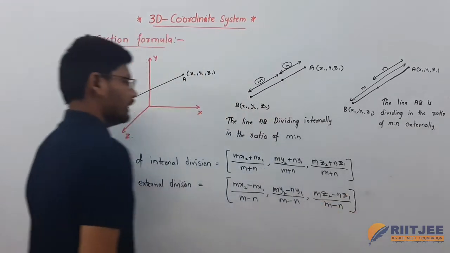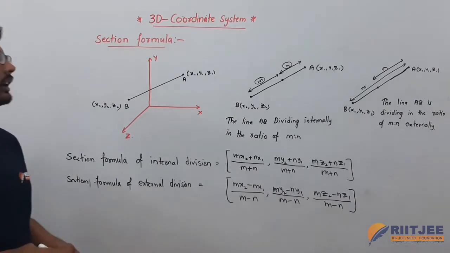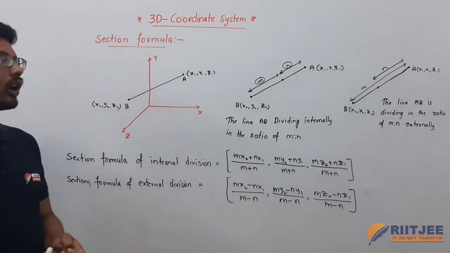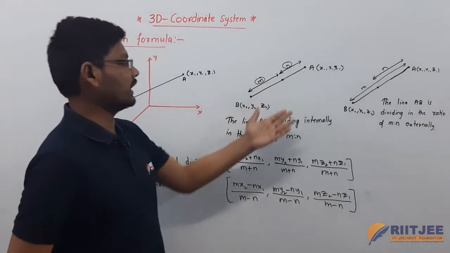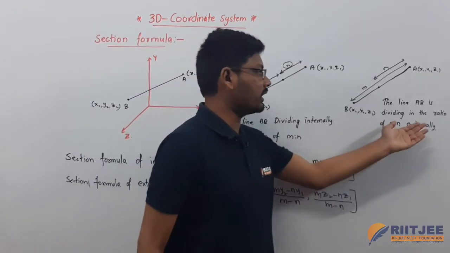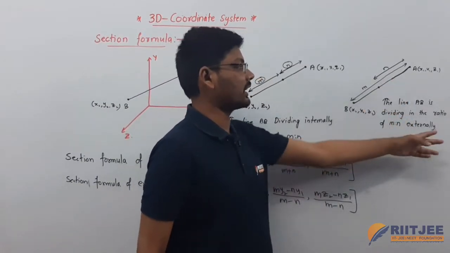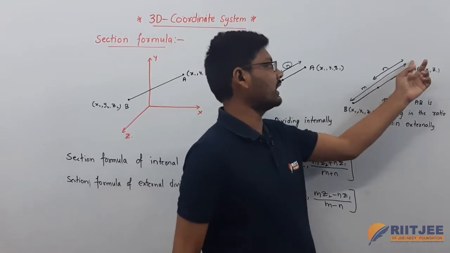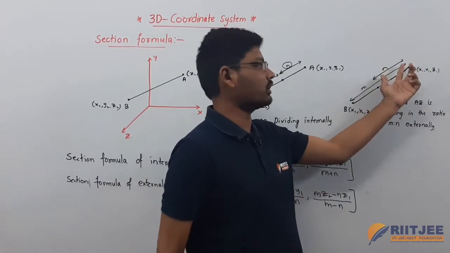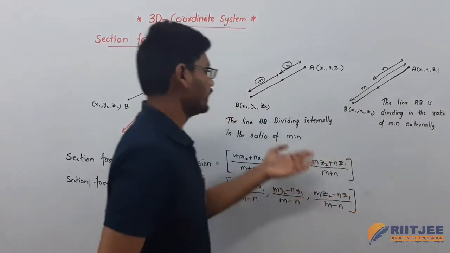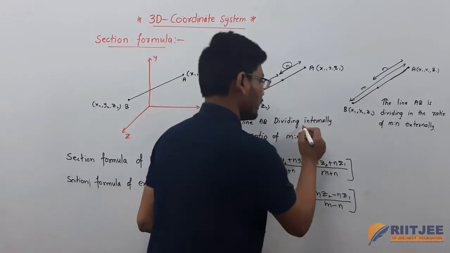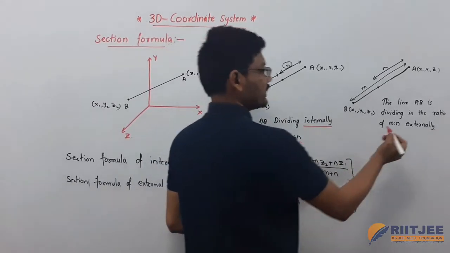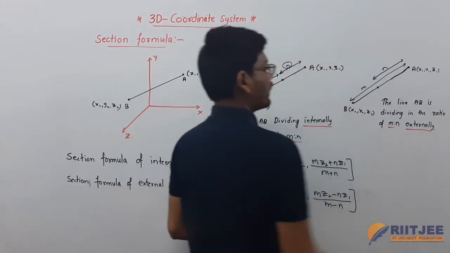So here we have two types of divisions of a straight line in 3D coordinate system. The first one is internal division of a straight line in the ratio of m is to n, and the second one is external division of a straight line in the ratio of m is to n. This is internal division in the ratio of m is to n. This is external division in the ratio of m is to n.